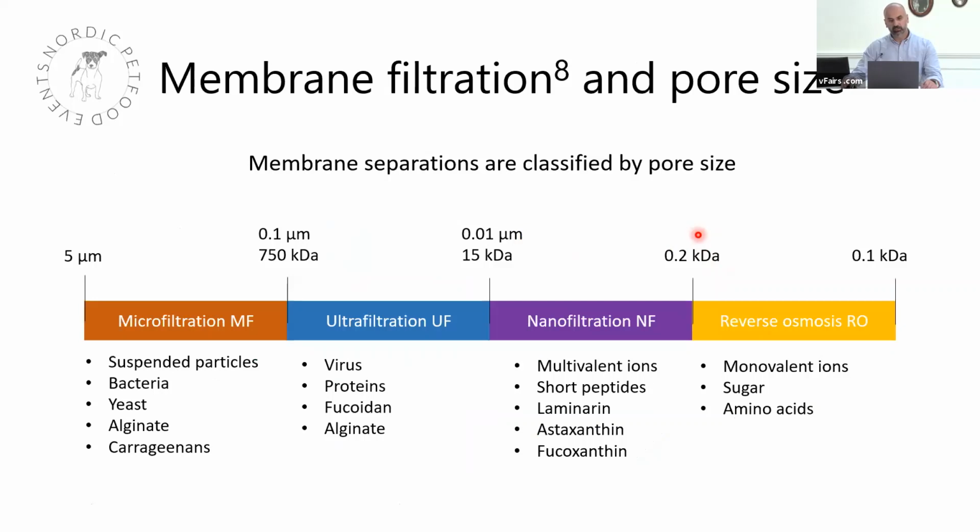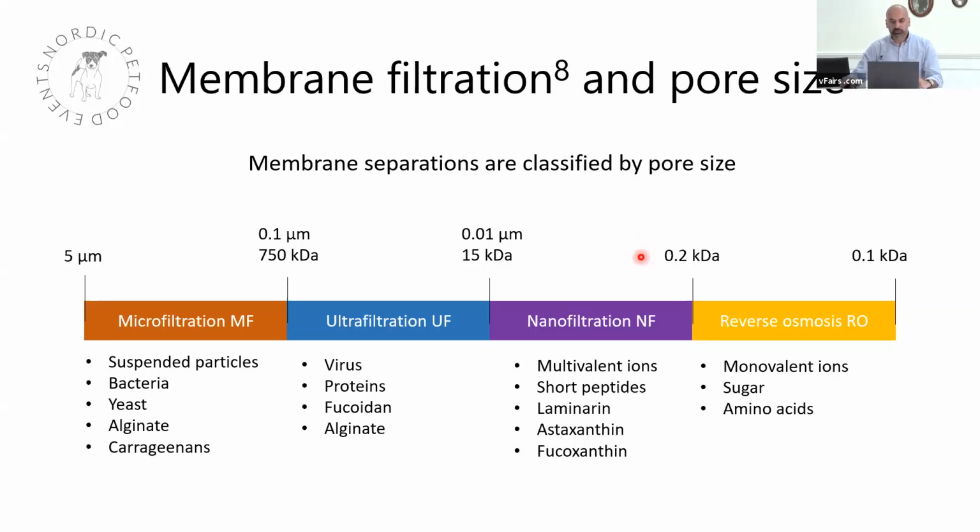What is also important to mention here is that these membranes have different pore sizes. If we go from the left to the right, we have microfiltration in the range of 0.1 to, let's say, 5 micron, but it could be above 5 as well. What is rejected in such a membrane system is, for example, bacteria, yeast. When we're talking about algae, it could be alginate, carrageenans.